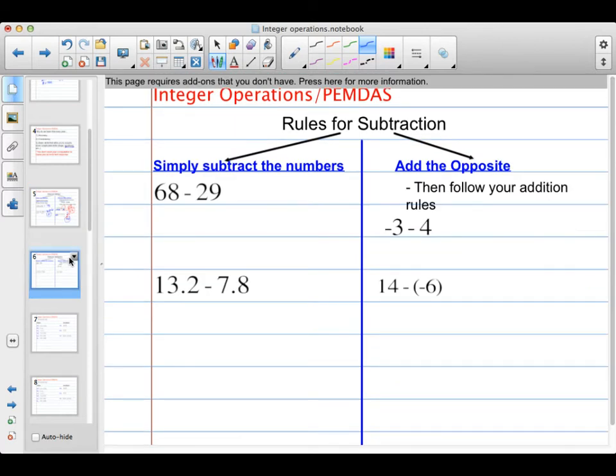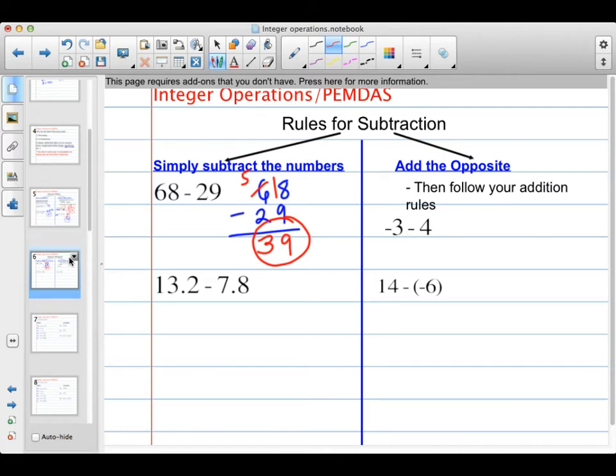Review of subtraction rules. Okay, if the two numbers are positive, pretty simple, just subtract them. Okay, 68 minus 29, we're going to use the standard algorithm for doing that. There's a lot of different ways that we can subtract, but we're going to subtract 68 minus 29. If you need to borrow, you borrow. Borrow from the 6, this is going to become a 5. This is going to become an 18. 18 minus 9 is 9. 5 minus 2 is 3. If the two numbers are positive, you just simply subtract. All right, positive 39 is our answer.